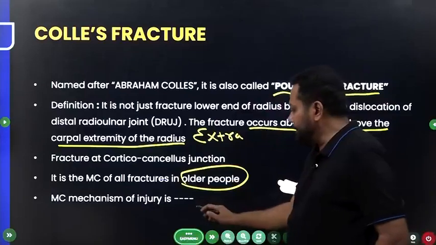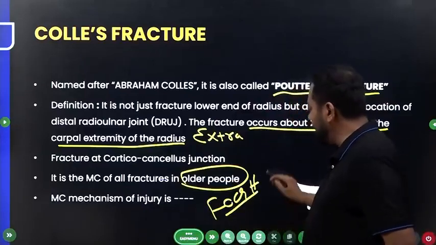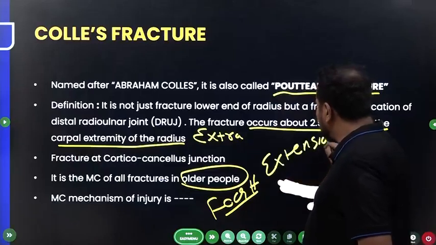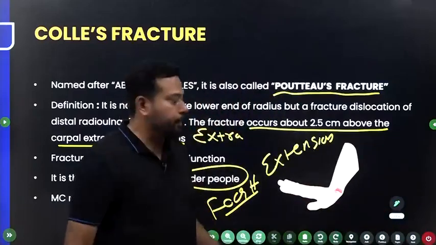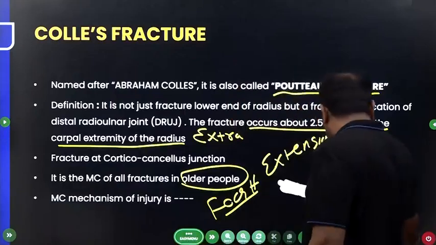The most common mechanism is fall on outstretched hand in extension. This is the mechanism. Look at here. So, fall on outstretched hand in extension. That is the mechanism of Colles fracture.